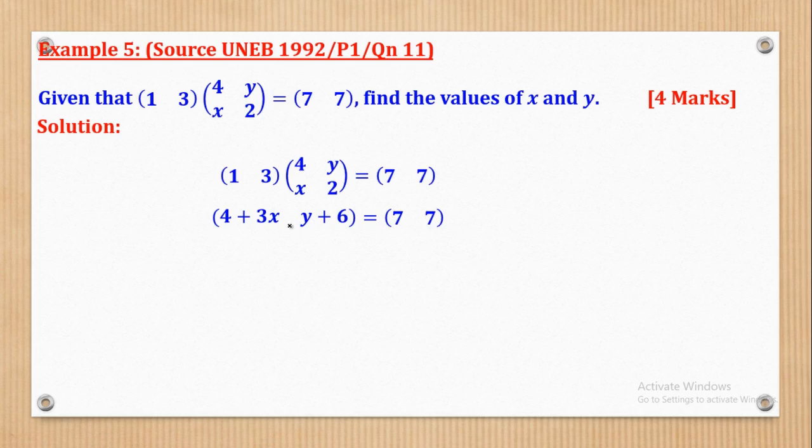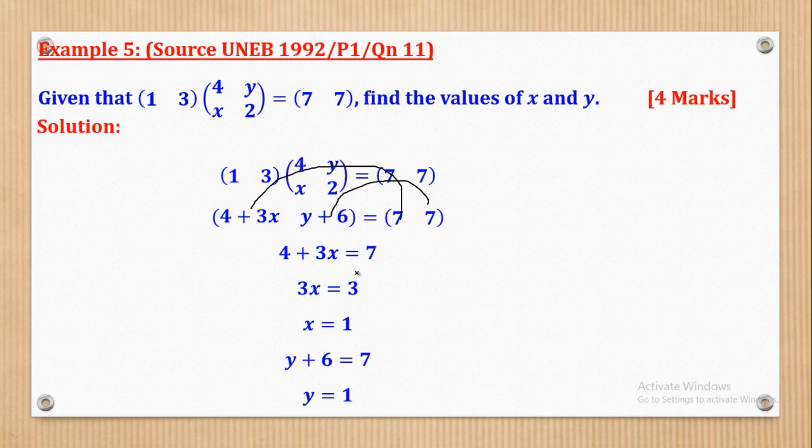This is equal to 7, 7, so I still use the knowledge of equality, whereby 4 plus 3x is equal to 7 and y plus 6 is equal to 7. So 4 plus 3x is equal to 7, therefore when I simplify, I come up with 3x equal to 3, and when I divide both sides by 3, I come up with x equal to 1. Also, y plus 6 is equal to 7, therefore y is equal to 1. And basically, that's what they wanted, so let's see how marks can be awarded.